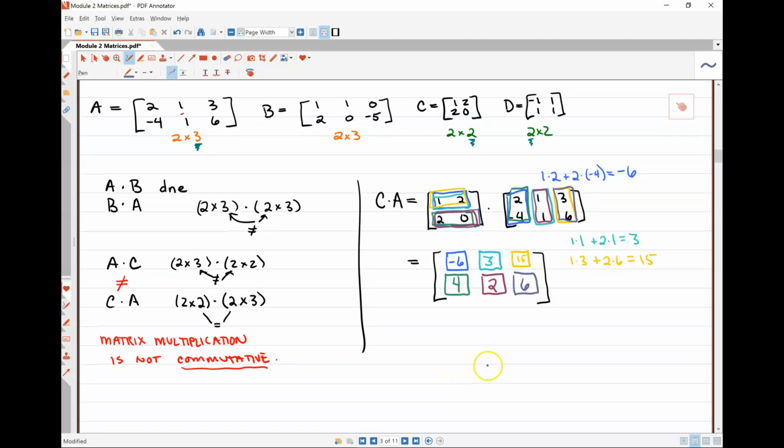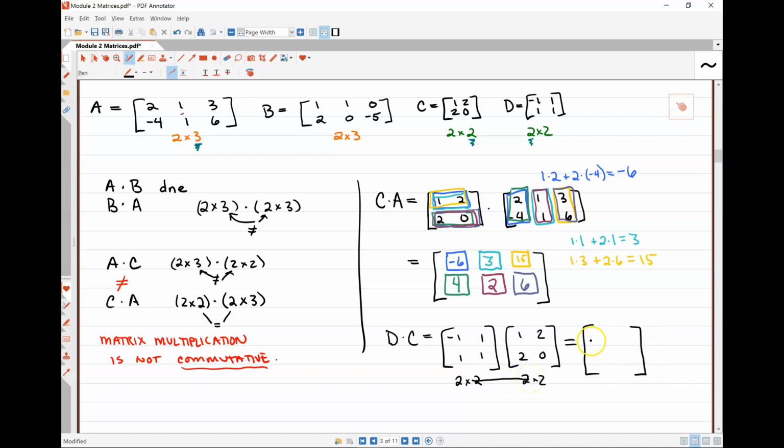So we did C times A. C times B also exists. And C times C exists, C times D. So let's do some of these other ones. How about we do D times C. D is minus 1, 1, 1, 1. And C is 1, 2, 2, 0. Right, this is 2 by 2. This is 2 by 2. So the resulting matrix, these guys kind of cancel out and they match, so we can do this. The resulting matrix is 2 by 2.